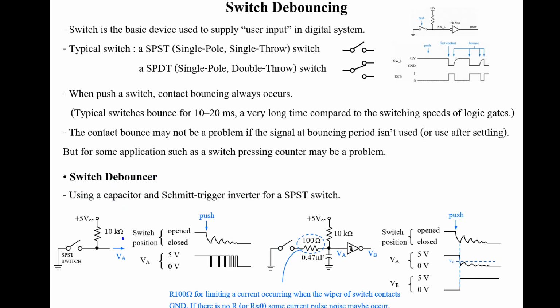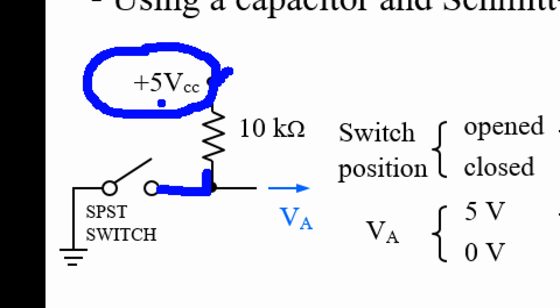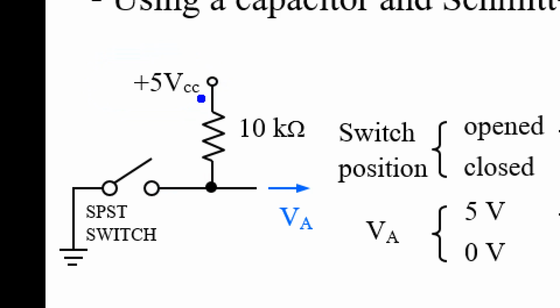Okay, let's consider. When I'm using a single pole, single throw switch, connect this side to ground and connect this side to a resistor and to a constant 5 volt DC voltage, and use this point as the output of the circuit. That will be the input for the logic gate.